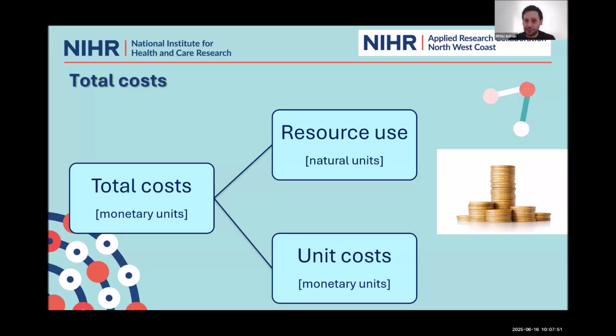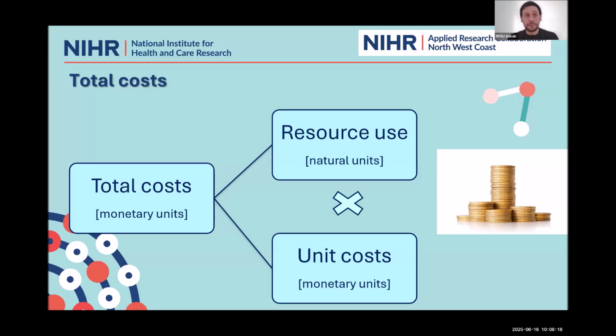If the authors did a good job in terms of reporting the 2 components, they should be clearly defined and reported in the article. In particular, resource use is something that we express in natural units, and I will give you some examples in a minute, while unit cost is something we express in monetary units. When we multiply resource use by unit cost, we get total cost. I'll give you an example.